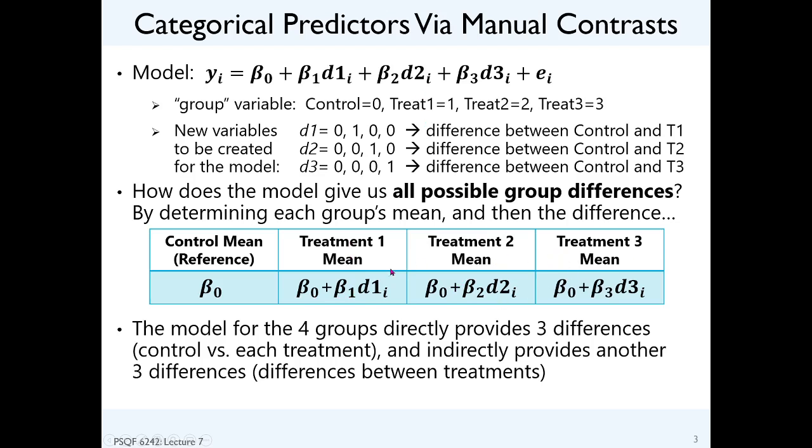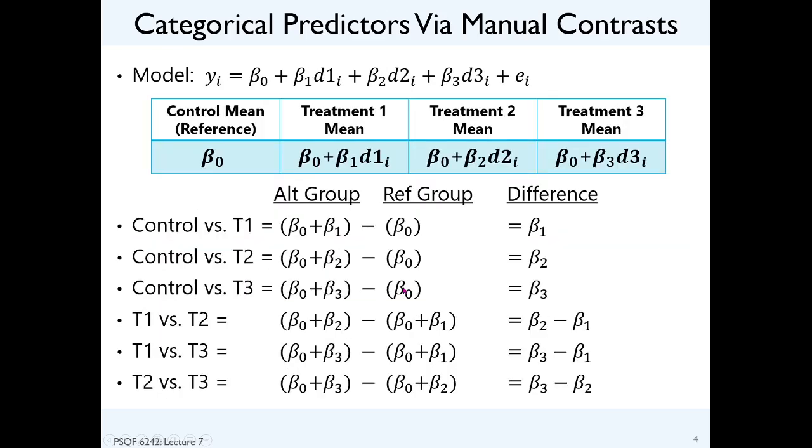And so given that the model tells us how each group gets its own mean, it also must tell us how the group differences would be computed as well. So here they are. Given the model, here are the group means as created by the model parameters. Here are all 6 possible differences between my 4 groups. So each of the differences involving the reference control group versus each of the treatment alternative groups is given directly by a model parameter. So note the order of the terms here.